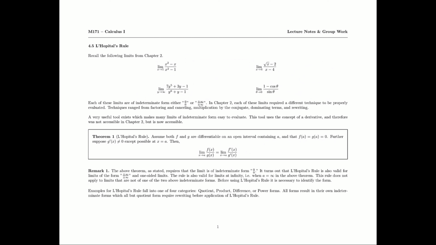Now, what takes more time, what takes more work? It kind of depends on how well you know your limits.